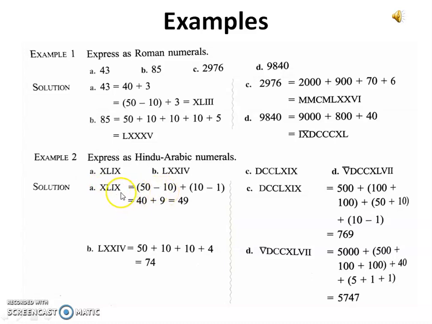Then I and X. I stands for 1 and X stands for 10. It means here the subtraction rule will be applied, that is 10 minus 1. So 50 minus 10 plus 10 minus 1 will give us 40 plus 9, which equals 49.